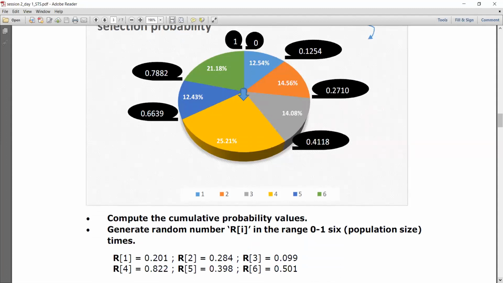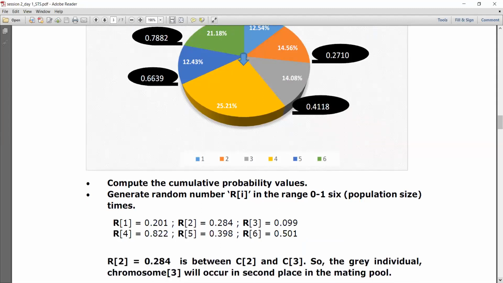Otherwise, instead of rotating the wheel, how are you going to map that numerically? What we can do is throw a dice 6 times and see where the dice is going to fall, in which individual it is going to fall. And we can select that particular individual as a parent. Am I right?